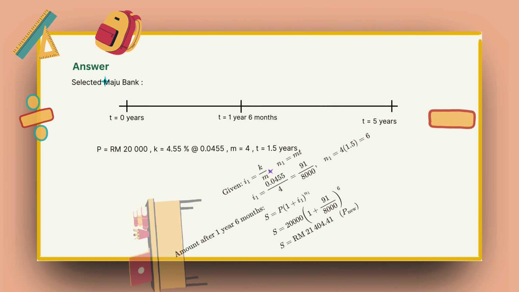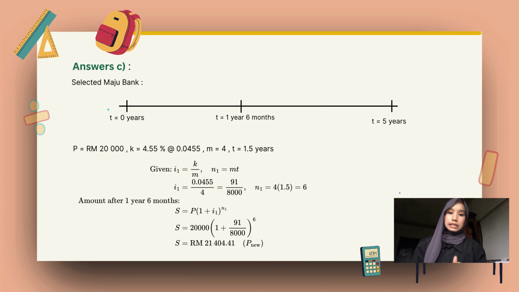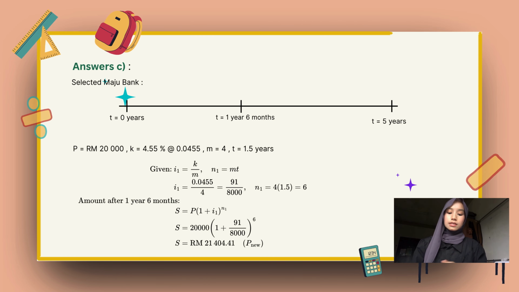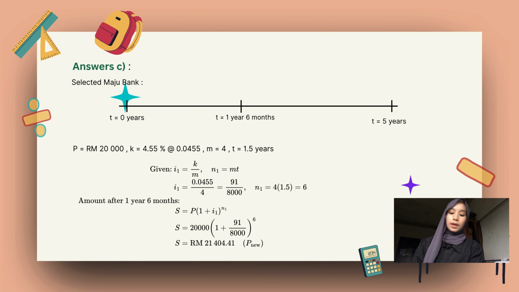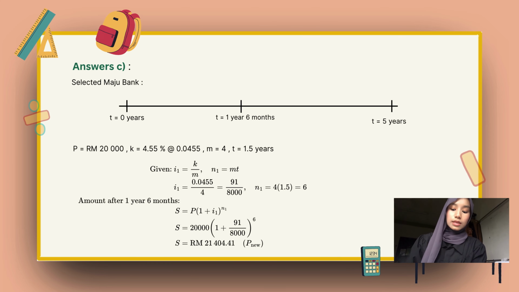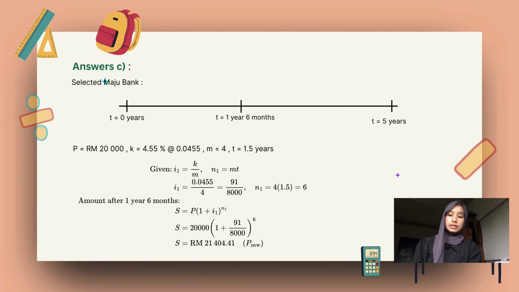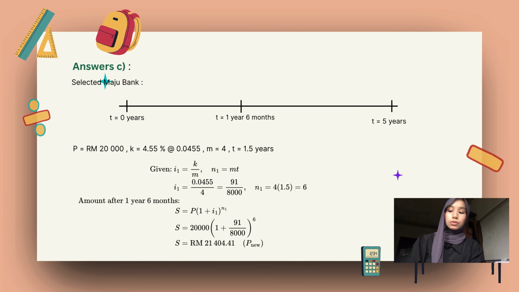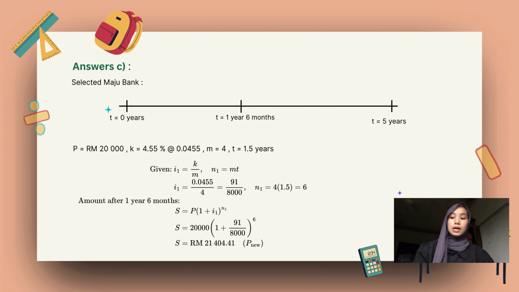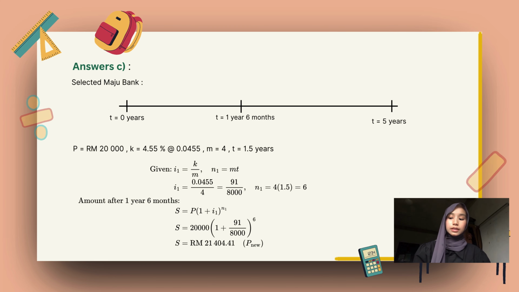Next, we calculate our second periodic interest rate. So the formula is i2 equals k over m. Our k is 0.05 over 2. The answer is 0.025. And next, we calculate our second number of interest periods, which uses the formula n2 equals m times t. Our m is 2 times 3.5 years, and the answer is 7. Our P is 21,404.41, in the bracket is 1 plus 0.025 to the power of 7. And the answer for the amount at the end of 5 years is, in Ringgit Malaysia, 25,443.12.